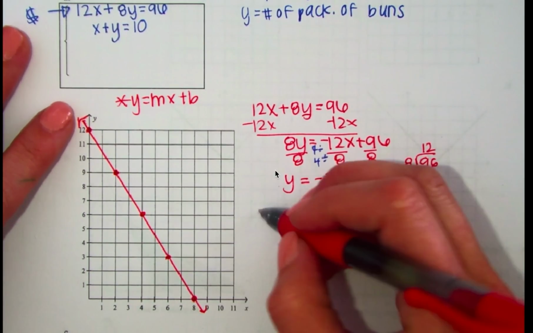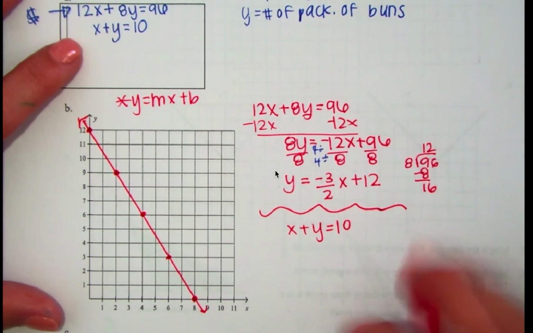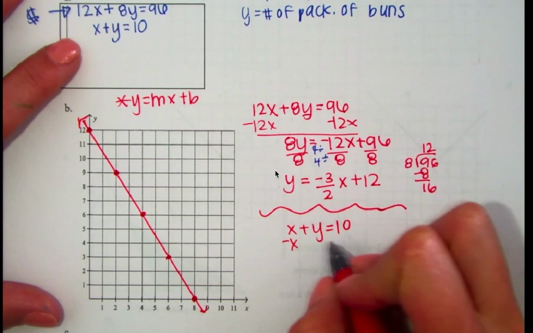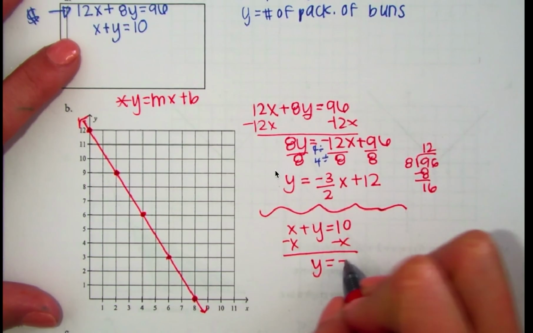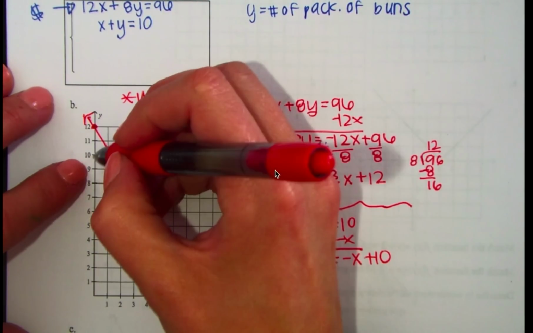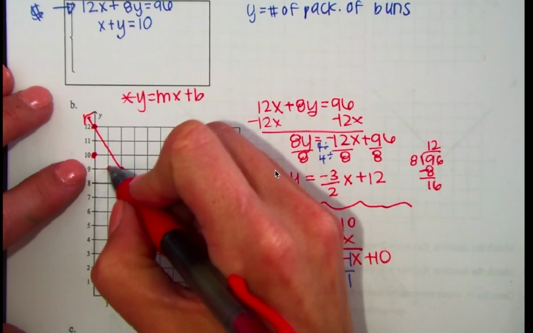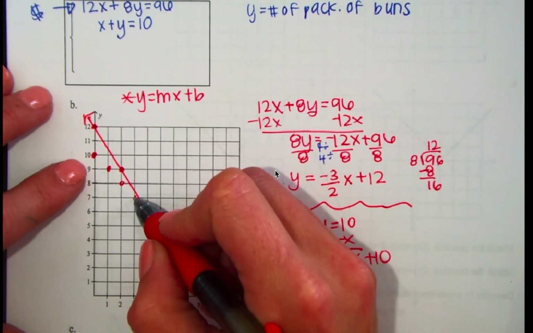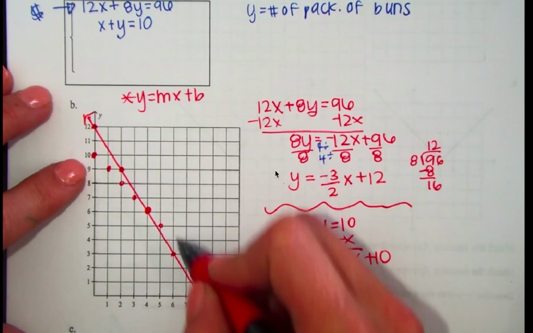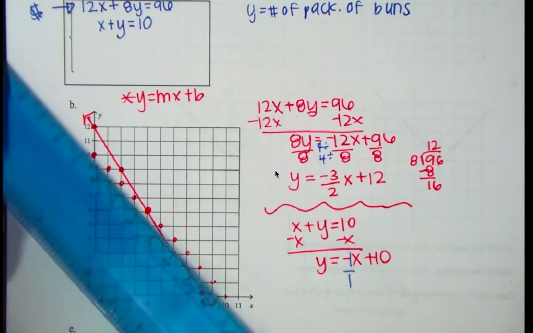The second equation, x plus y equals 10. This one's a bit easier to get y by itself. We're just subtracting x to both sides. Y equals negative x plus 10. So I start up at 10. My slope is negative 1 over 1. So from here, down 1 over 1, down 1 over 1. And there's my second equation graphed.